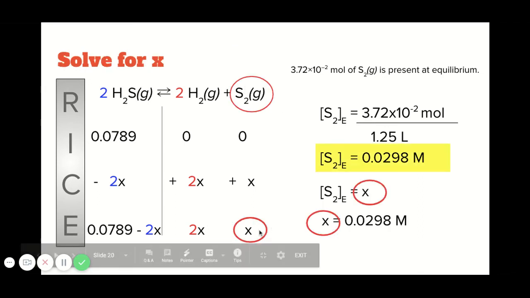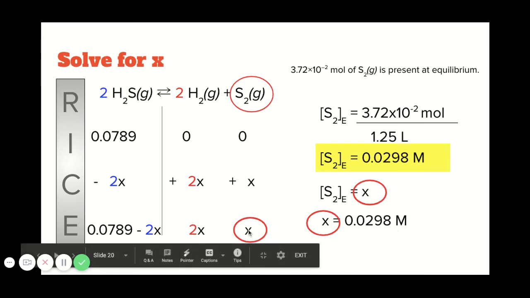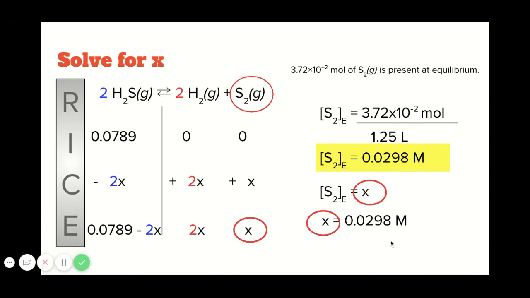That means that I know what X equals. X equals the equilibrium condition of S2 gas. Therefore, X equals 0.0298 molar. I know what X is. Therefore, I know how to calculate 2X, the concentration of H2, and I know how to find the concentration of H2S. So the next couple of steps are just plugging in.